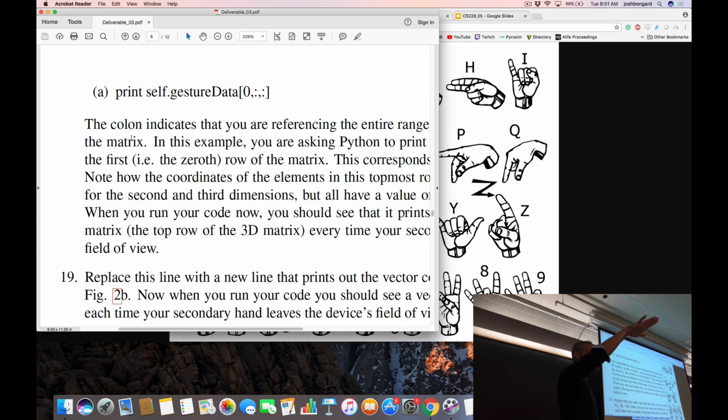So far, so good. So if I ask for 0, colon, colon, what information am I asking for? The whole thumb, right? Give me all the information about all the bones in the thumb. Exactly. If I were to put in 0, 0, colon, what information am I asking for?